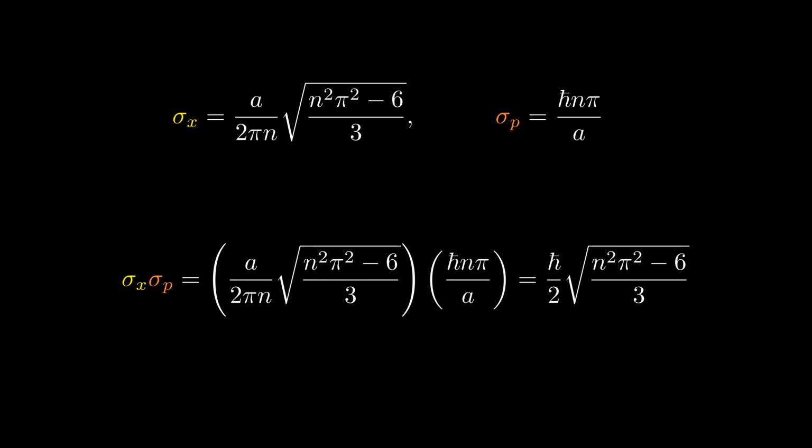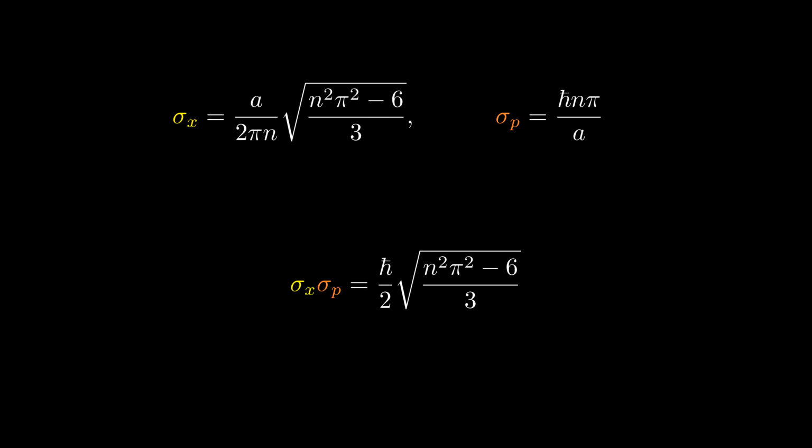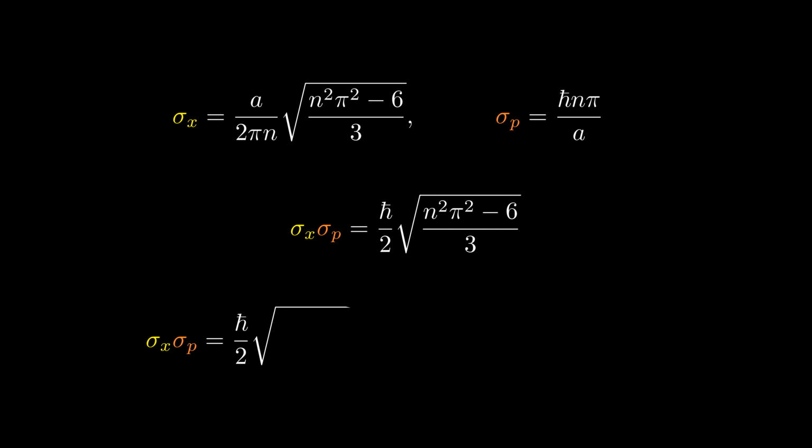This result is consistent with the Heisenberg uncertainty principle, which states that the product of the standard deviations of position and momentum must be greater than or equal to half of the reduced Planck's constant. So let's check this for the ground state, where n equals 1. The ground state comes closest to the uncertainty limit, with its product of standard deviations approaching the minimum value required by the Heisenberg uncertainty principle.